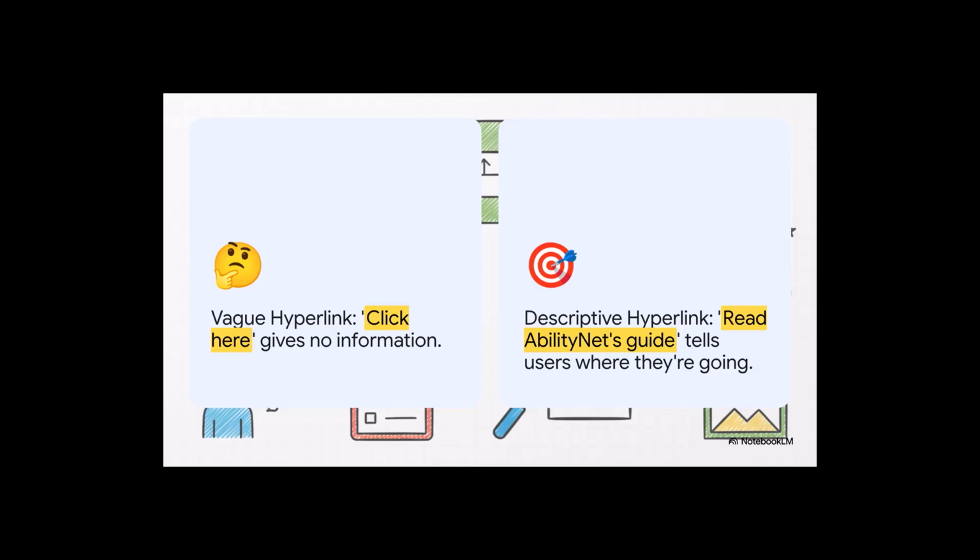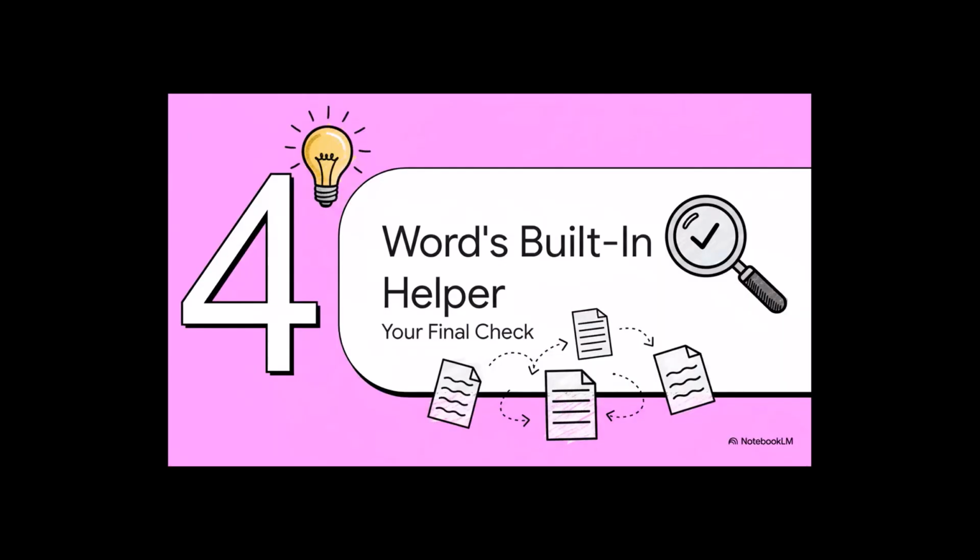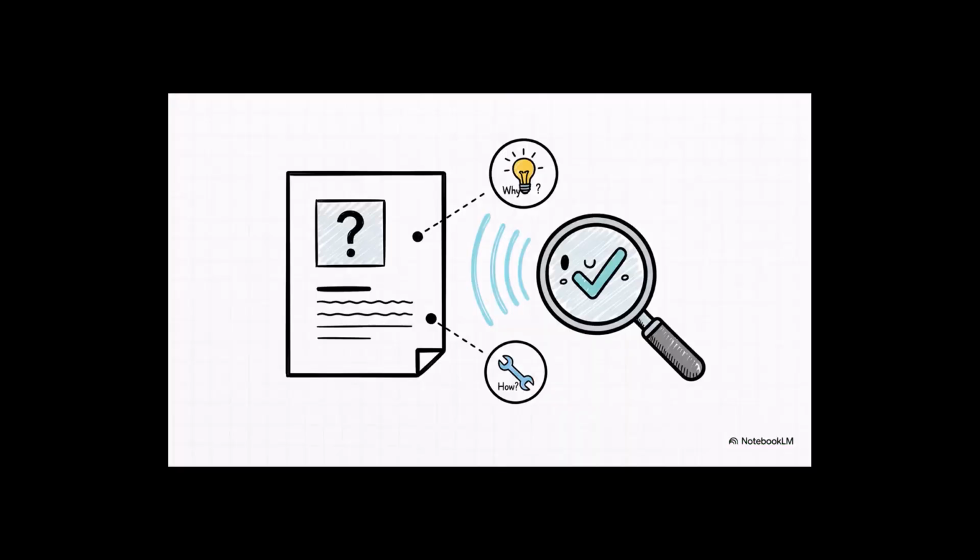So much better. I know, this might feel like a lot to remember, but you're not on your own with this. Microsoft Word has this fantastic built-in tool to help you out. Let's talk about your final check. And here's the best part. You don't have to be some kind of expert. Word's own accessibility checker will scan your document, it'll flag any issues, and then it tells you not only why you should fix them, but it actually shows you how to fix them.